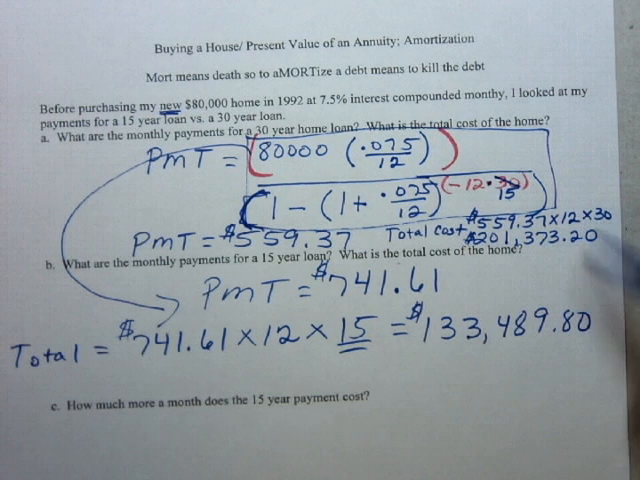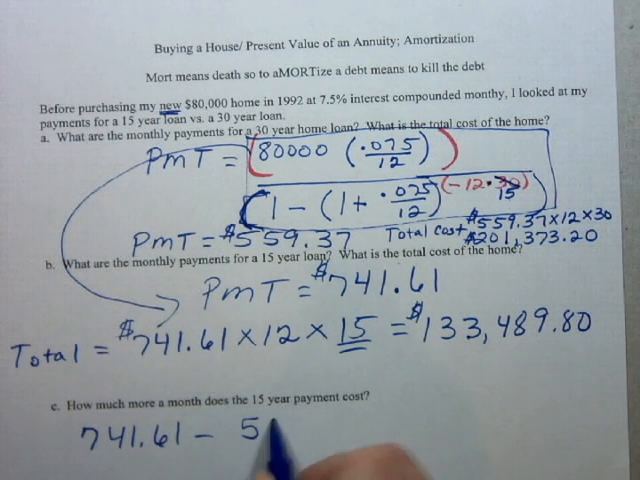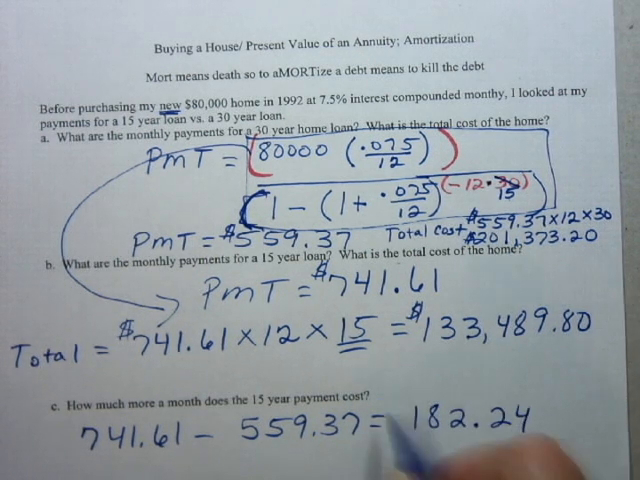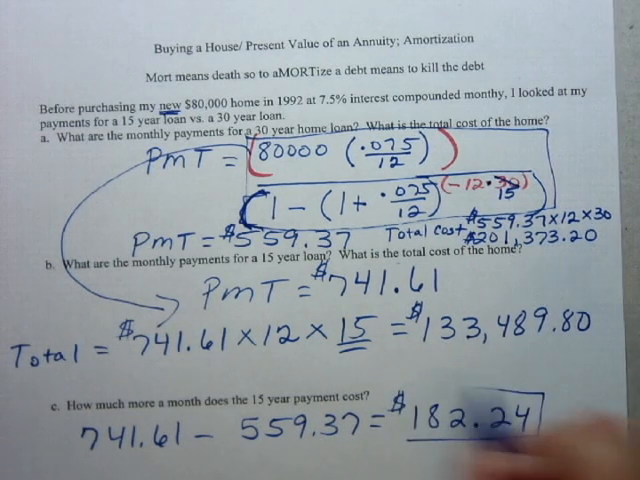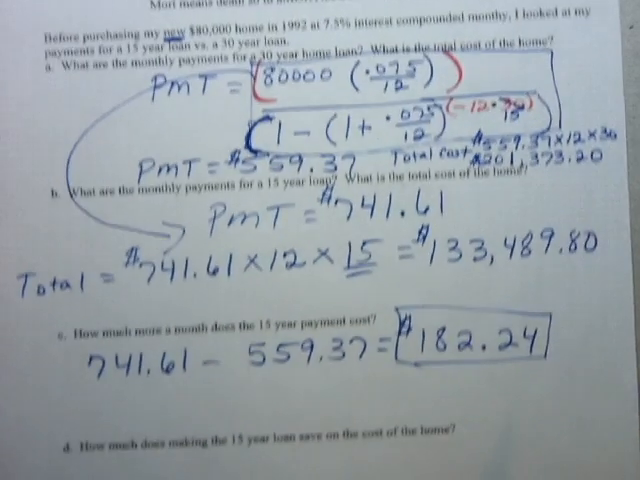Now look at that. My gosh. How much more a month does the 15-year payment cost? Well, I'm going to do my $741.61 minus the $559.37, and that means it's $182.24 more per month. Now that's kind of a lot, but it's less than $50 extra a week, and you have to think about it. You just have to think, can I swing an extra $40-something a week or not? But if you can, look at this.